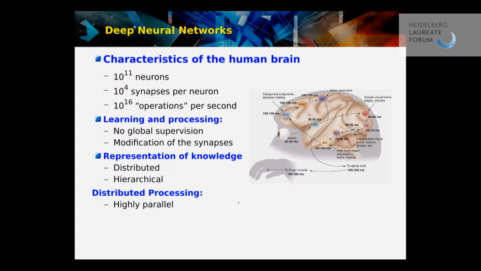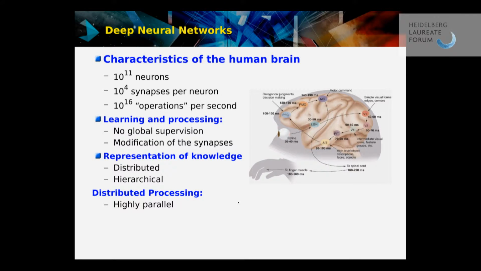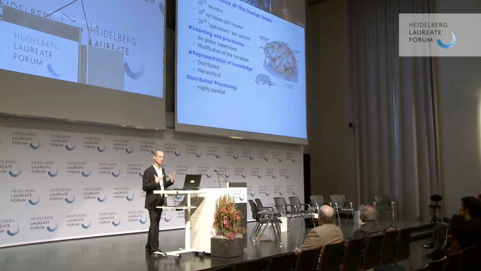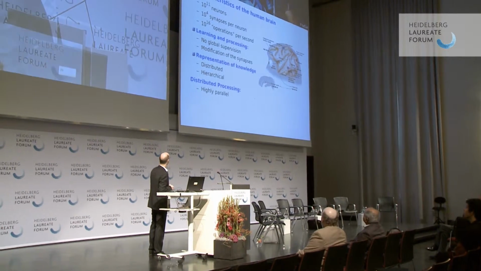How is knowledge represented in the brain? First of all, it's distributed. You cannot say this weight is the English language, and this is how vision functions and stuff like this. It's overall. And it's hierarchical. On the right side, you see a scheme of how vision is working. You have a signal from the eye, and then it goes through several steps until you have the image in the brain. And another topic, it's highly parallel, so all the neurons work together.